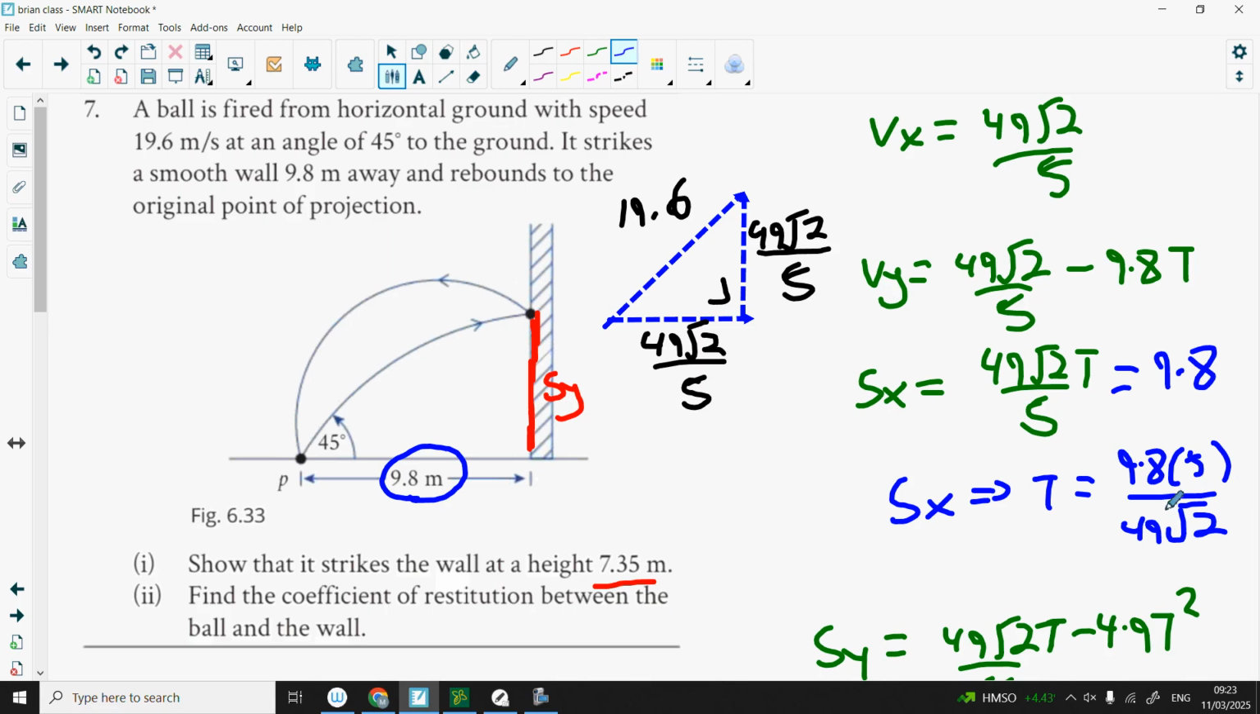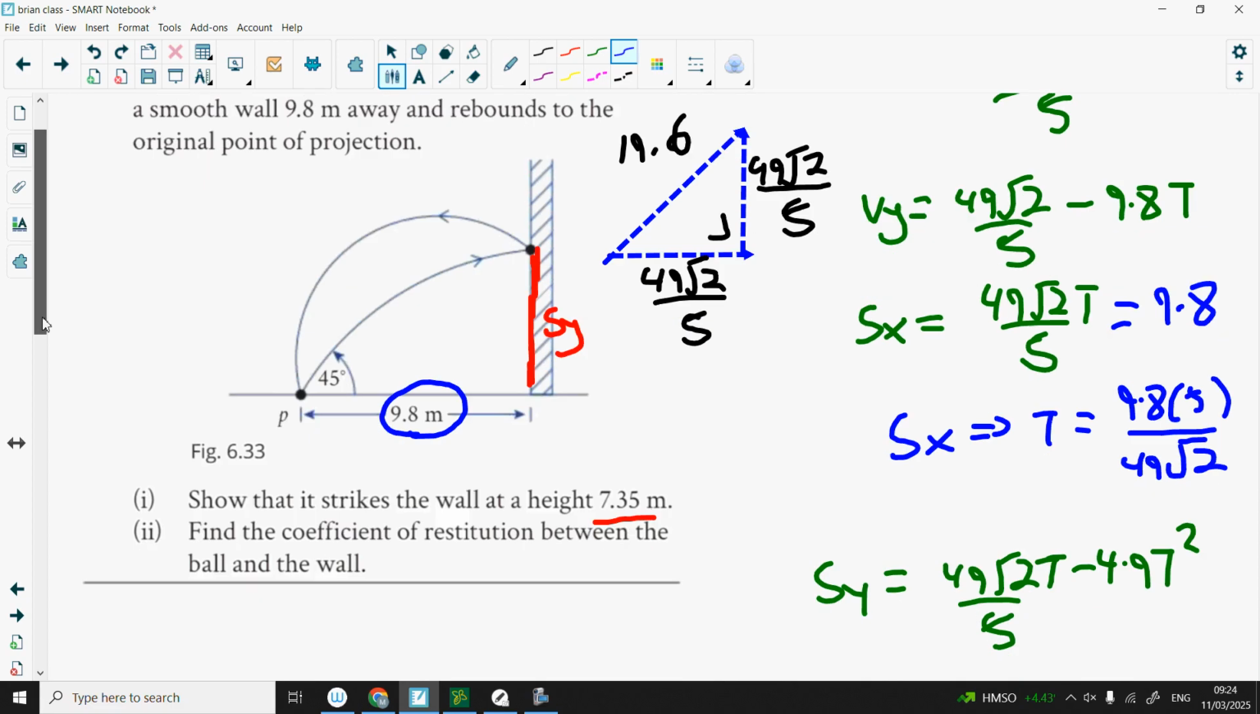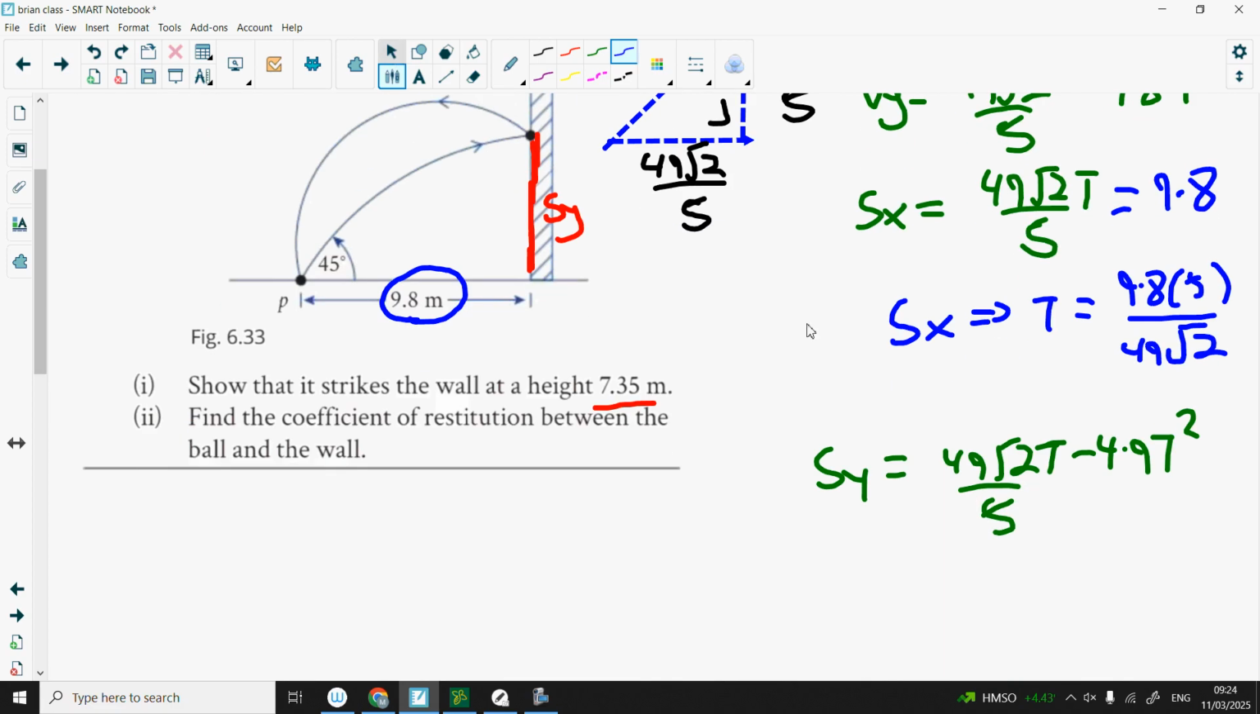Did anybody get an answer of either root 2 over 2 or 1 over root 2? Over 2? What's root 2? Can somebody else verify that for me? Yeah, it's root 2 over 2. Yeah, I think you just put it upside down or something like that. So it's root 2 over 2.